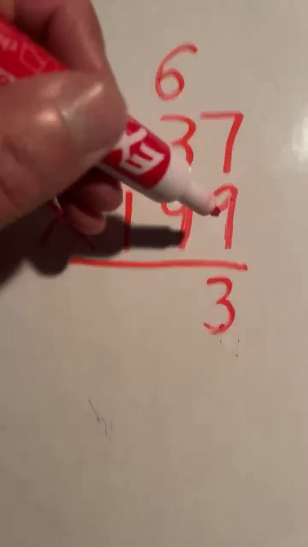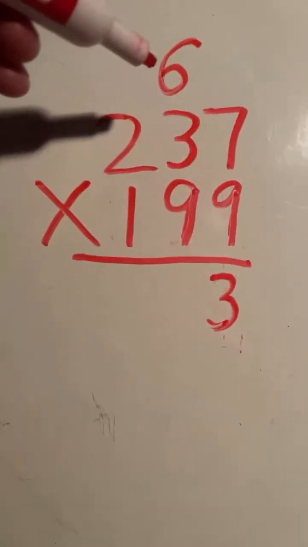So next, we're going to multiply 3 times 9, and then we have to add the 6 that we carried over to our answer.